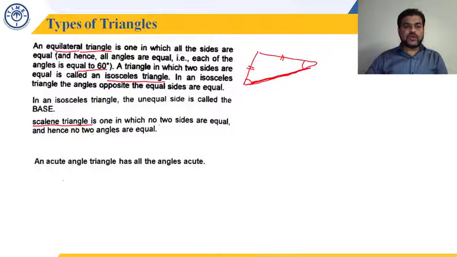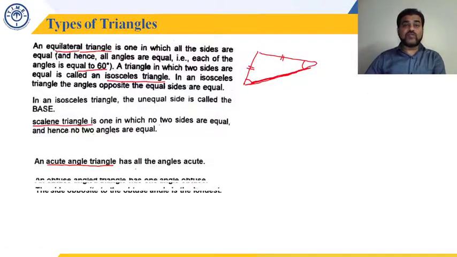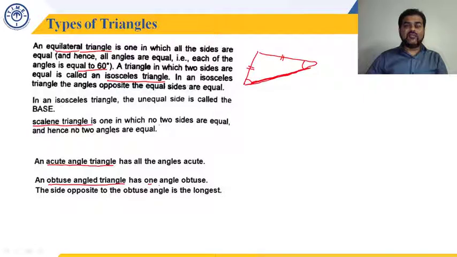And what is an acute angle triangle? An acute angle triangle is a triangle in which all the angles are acute. Okay. So what will happen in an obtuse angle triangle? All the angles cannot be obtuse, only one angle is obtuse. And the angle which is obtuse must be the largest angle, and therefore the side opposite to this obtuse angle will be the longest.